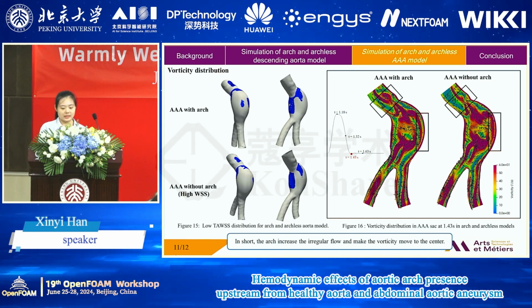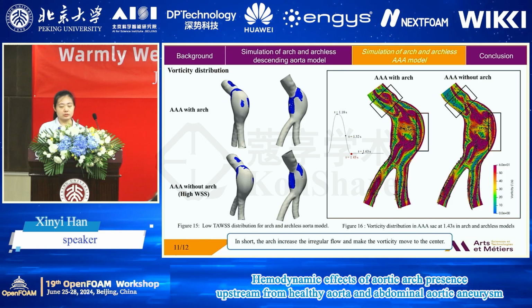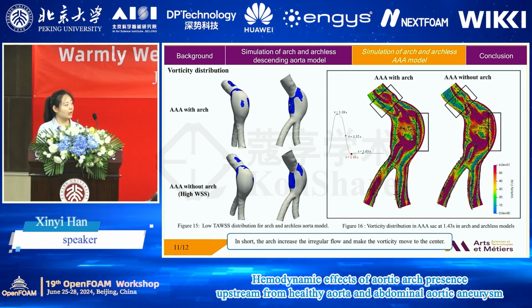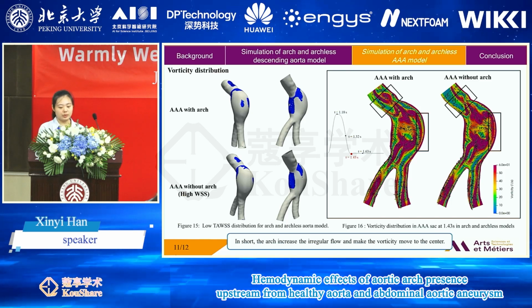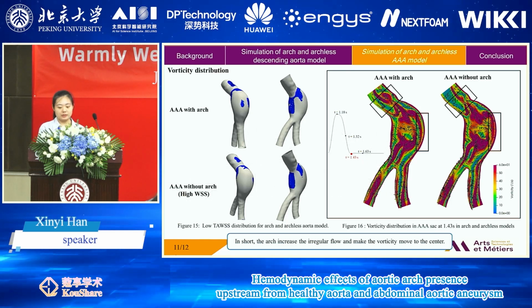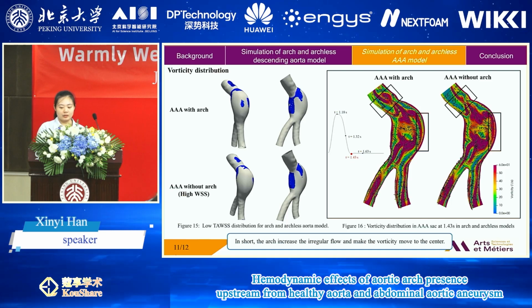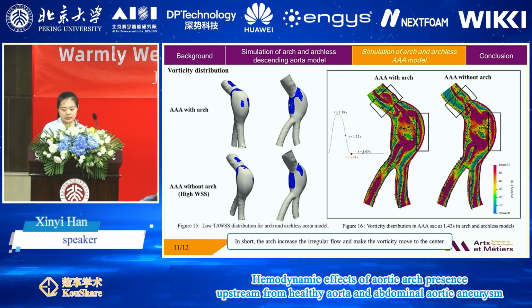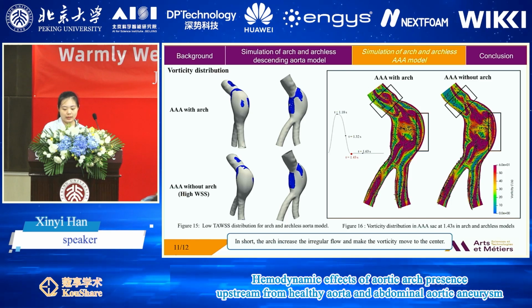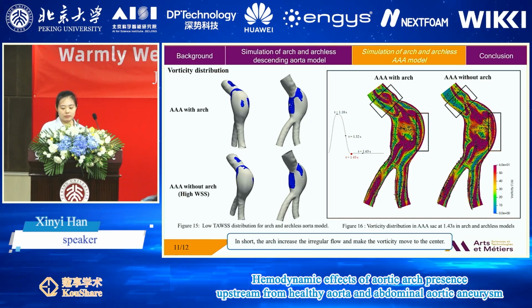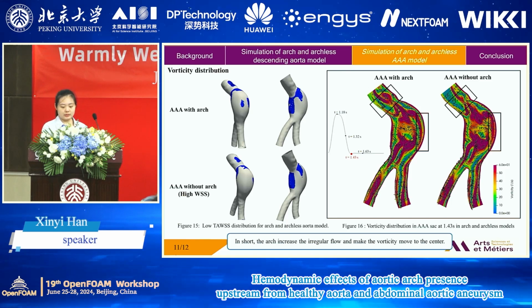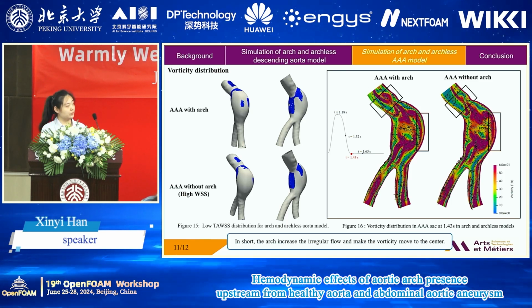But in the archless model, because of the inlet uniform velocity flow directly to the vessel wall, which will increase the friction between the blood and the vessel wall. The high vorticity is close to the vessel wall and leads to the high wall shear stress. In short, the arch increases the irregular flow and makes the vorticity move to the center.